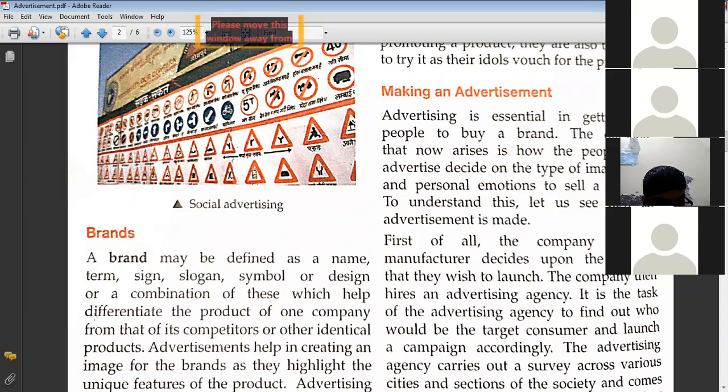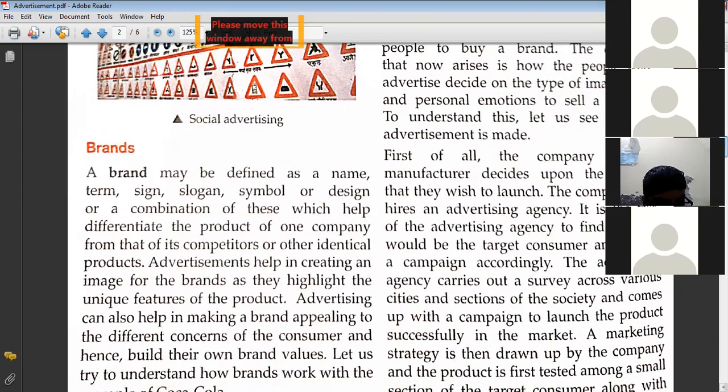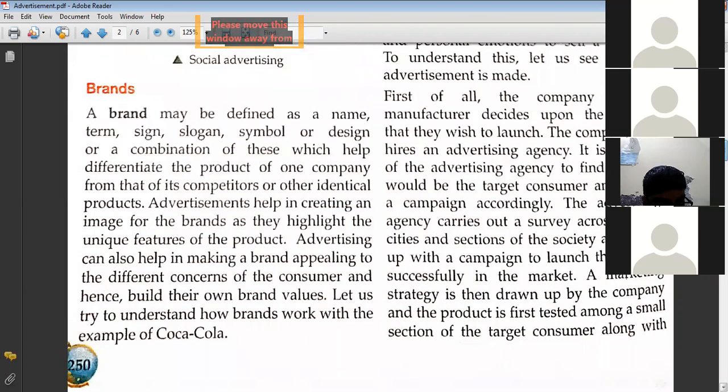Advertising is essential in getting people to buy a brand. The question that now arises is how the people who advertise decide on the type of images, text, and personal emotions to sell a product. To understand this, let us see how an advertisement is made. First of all, the company or the manufacturer decides upon the product that they wish to launch. The company then hires an advertising agency. It is the task of the advertising agency to find out who will be the target consumer and launch a campaign accordingly. The advertising agency carries out a survey across various cities and sections of society and comes up with a campaign to launch the product successfully in the market.